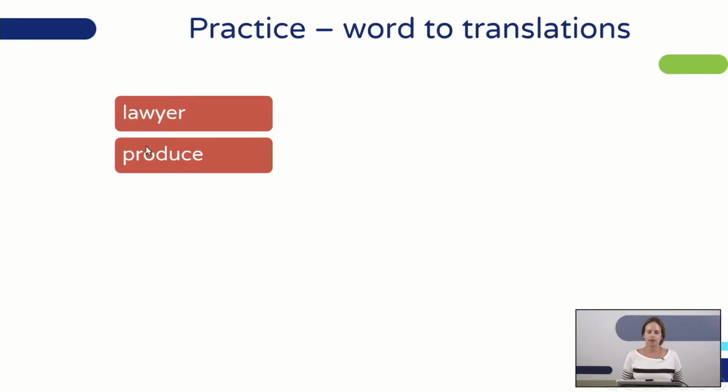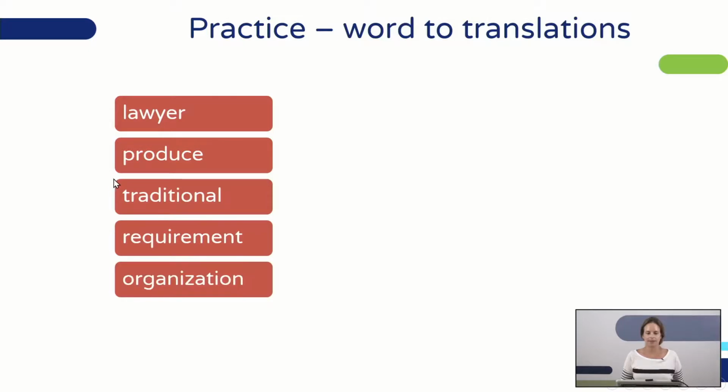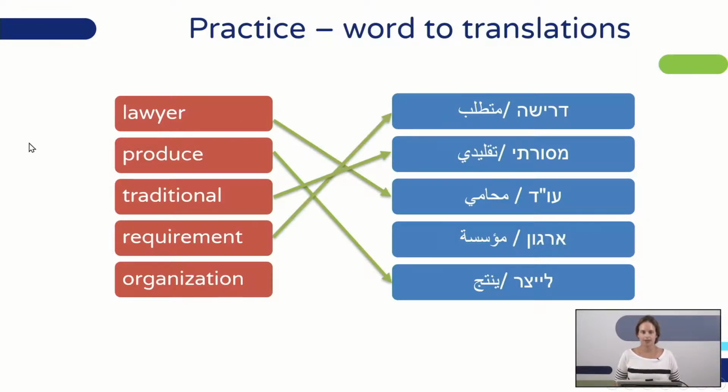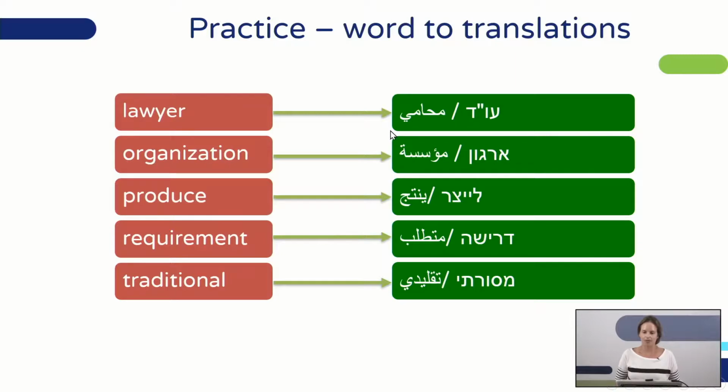Let's move on to the next 5 words that we learned. Lawyer, produce, traditional, requirement, and organization. So lawyer, it's an orach din. Produce, leatzer. Traditional, mesorti. Requirement, drisha, and organization, ergun. Excellent. So lawyer, we have orach din, organization, ergun, produce, leatzer, requirement, drisha, traditional, mesorti.